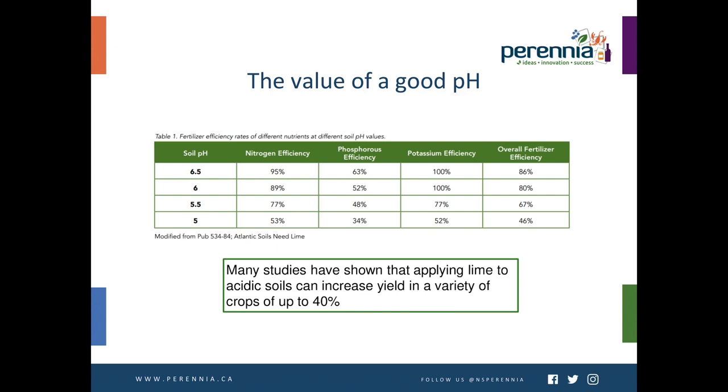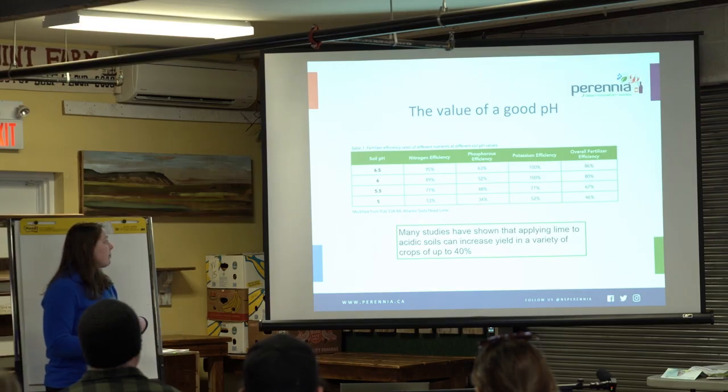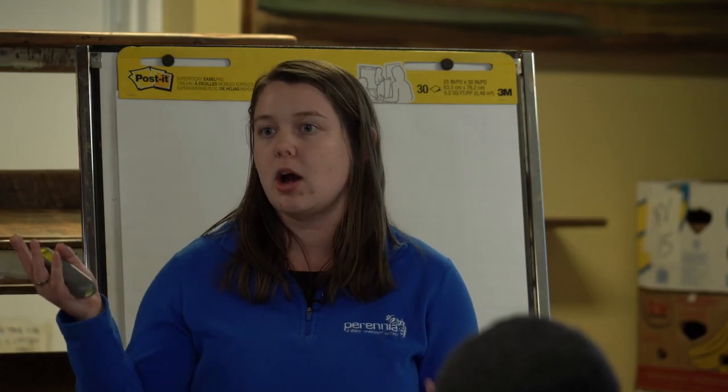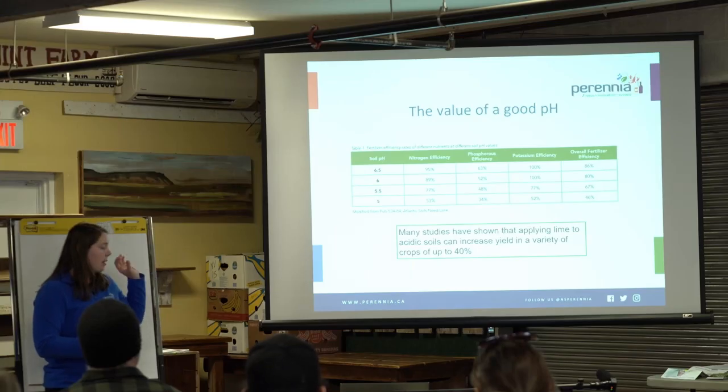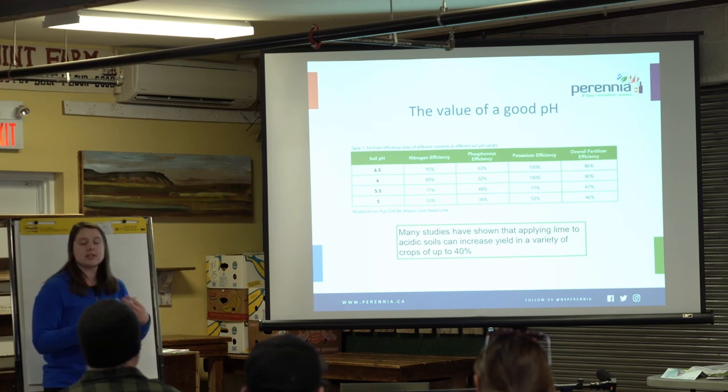If you have a pH of 6.5, your overall fertilizer efficiency is approximately 86%. And this will change slightly based on soil conditions. And then if you have a pH of 5, you see that overall fertilizer efficiency is only about 46%. In addition, you can look at it in terms of yield. This fact is just from a meta-analysis study, a global one, so it may not be specific to this area, but they've seen that on applying lime, so increasing your soil pH on acidic soils, you can see yield increases of upwards of 40%.